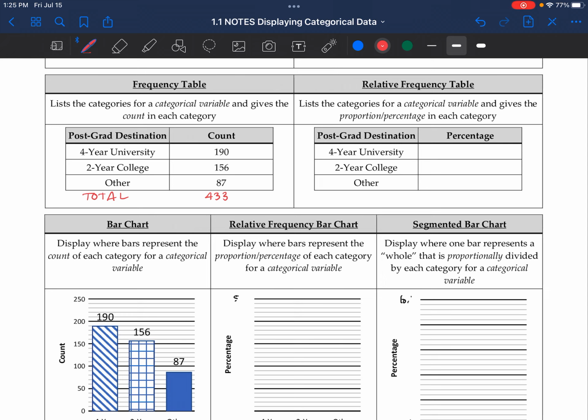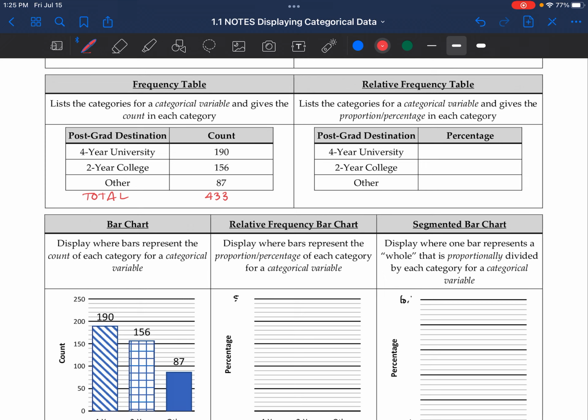So a relative frequency table is very much like a frequency table, except it's going to be talking about proportions or percentages instead of the raw count. It gives you an idea of what percentage of the people did this thing or that. Here, it's a really easy calculation for four-year university.